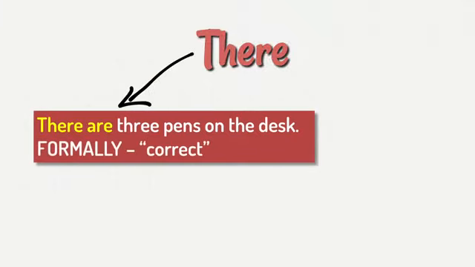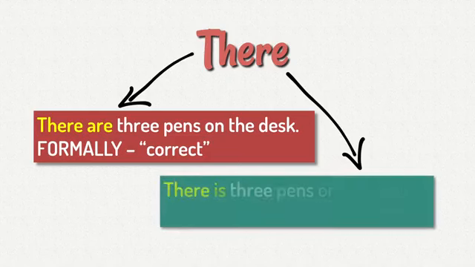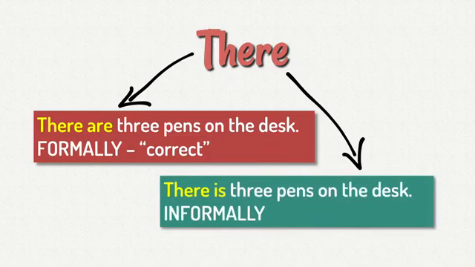So let's look at how there can be used formally or informally. The first one is the correct way, like in this example. There are 3 pens on the desk, so we say 3 pens, and that's plural. So that's why we need are. There are 3 pens on the desk. And this is formally, and it is correct. However, some people say there is 3 pens on the desk informally. Even though the number is 3, they use the singular form is. There is.